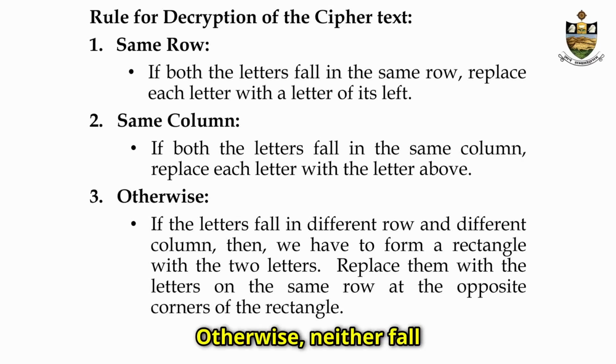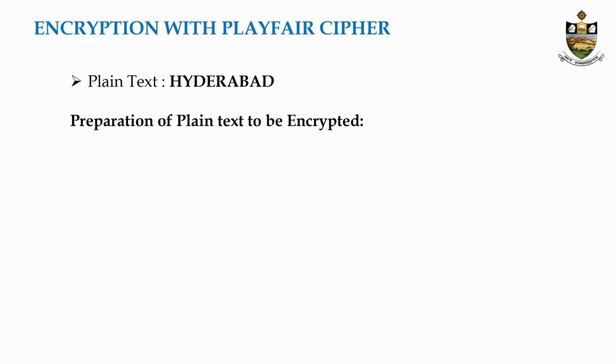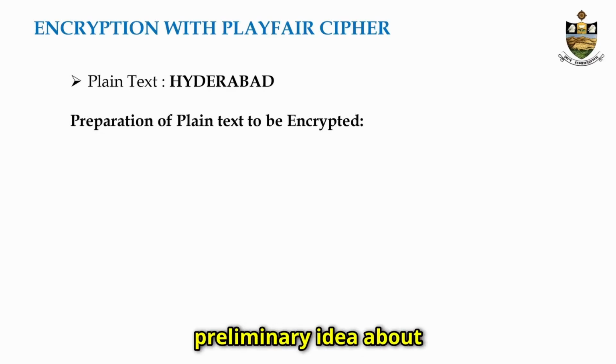Otherwise, if they fall neither in the same row nor in the same column, again we make a rectangle and take the opposite letters. Of course, this third rule is the same for both the encryption and decryption procedures, and the opposite letters give the required encryption and decryption. So this is briefly about the Playfair cipher. I hope you have got a preliminary idea about the encryption and decryption procedures and how to make the 5 by 5 table or 5 by 5 matrix.